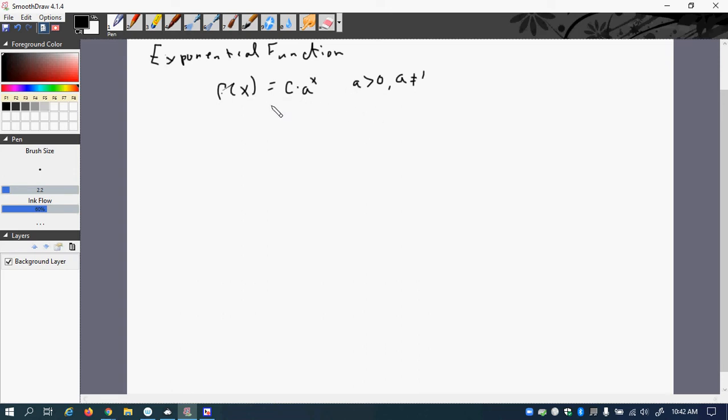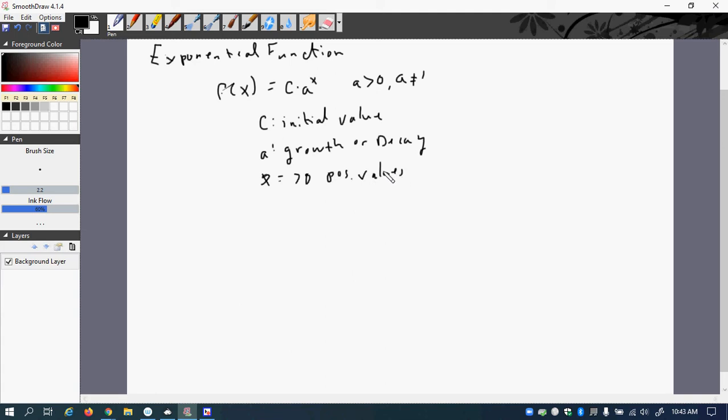So let's talk about what's in this equation. c is going to be your initial value. It's what you start with. a is going to be the growth, or sometimes we call it decay. So it can be decay or growth for a. And then x is our values that are greater than 0, because we typically don't look at the negative ones. So these are all positive values.